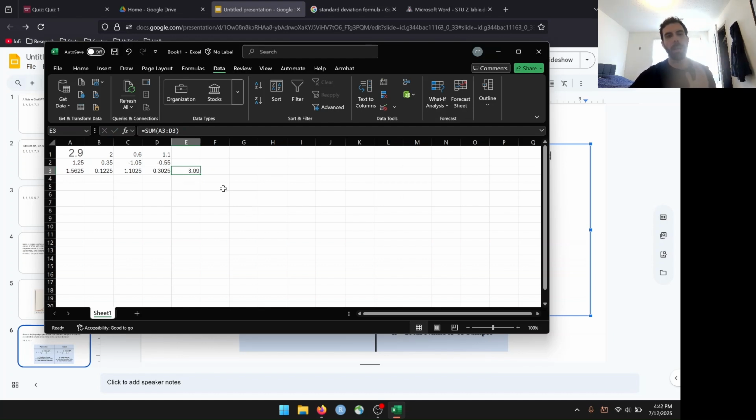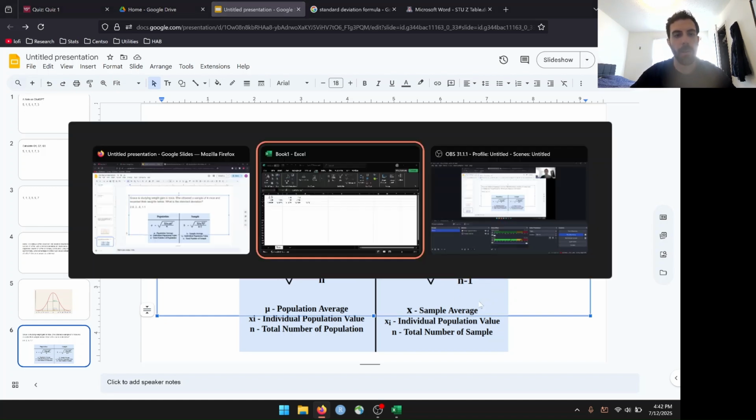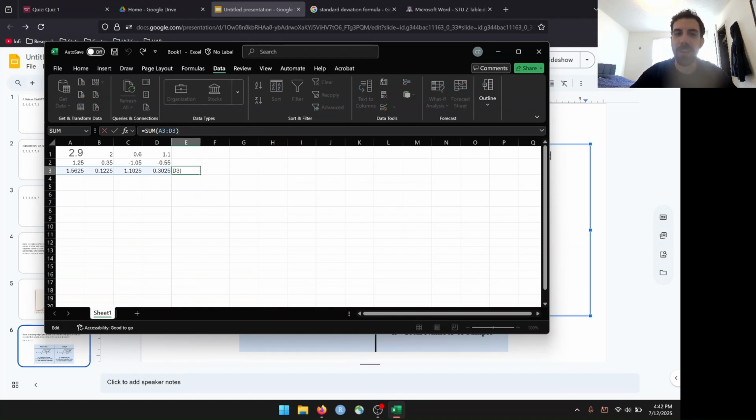I'm not done yet. What else do I still have to do? Well, I look at my formula. Before I take the square root, I have to divide. The order of operations is very important here. I have to divide by the count minus 1. So I think a lot of people divided by 4, and you only do that when it's the population that you're looking at. In this case, we're looking at a sample, so we're actually dividing by 4 minus 1, which is 3.